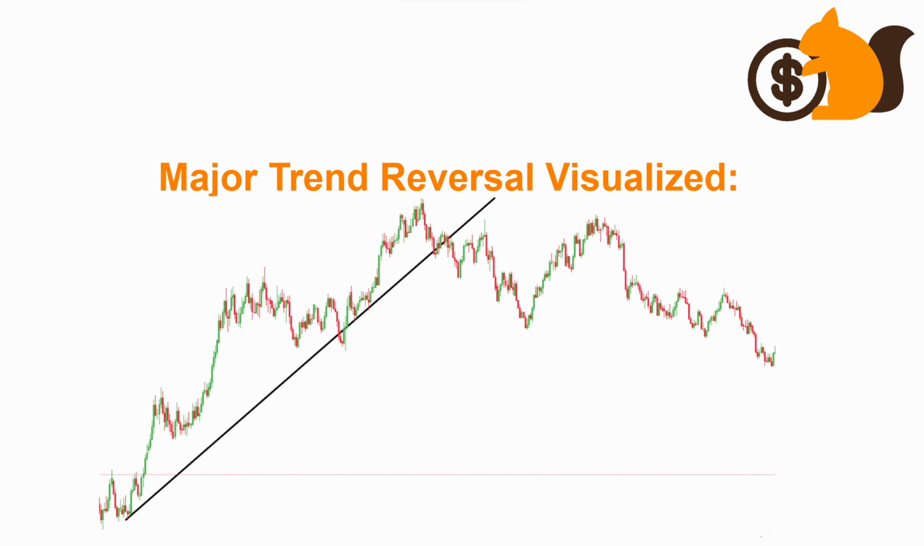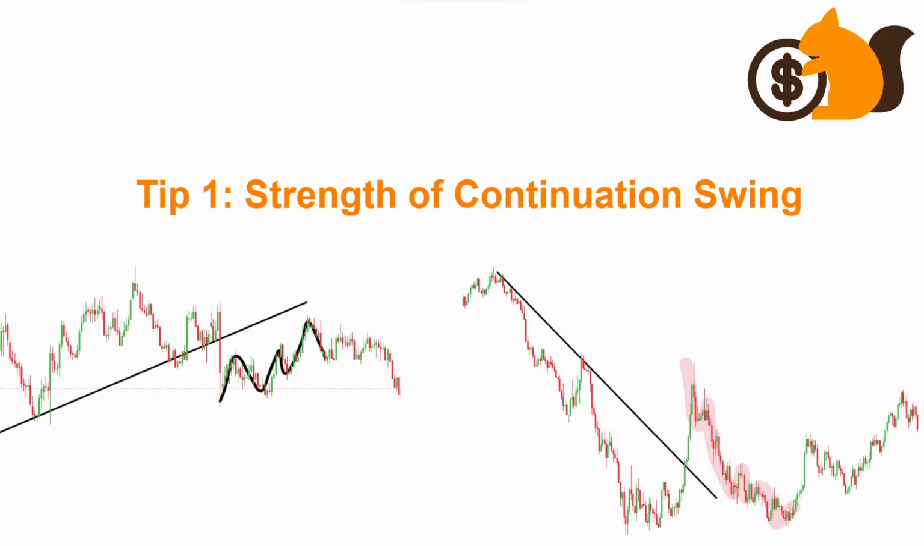Now that I have explained the common form of a trend reversal, let me give you some tips on trading this pattern. Tip number 1 is measuring the strength of the continuation swing. If the continuation swing is unusually strong, there is a good chance the market might create a new high in a bullish trend, or a new low in a bearish trend. However, most often you can see that the continuation swing is much weaker compared to previous moves in the trend direction.